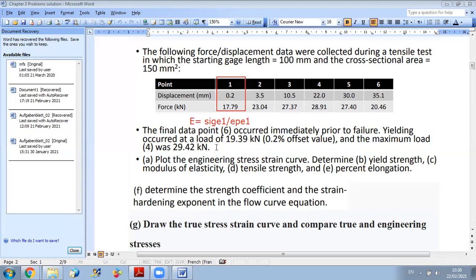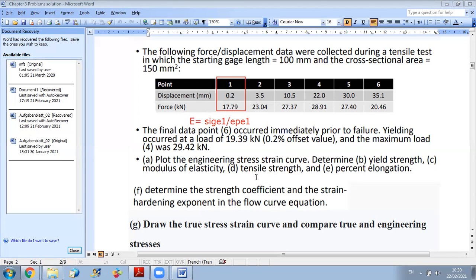You can try to verify also by using the offset method. You will find a very close value. So we have two methods here to calculate the elasticity modulus. And the unit of E will be like sigma. So if sigma is in gigapascal, E will be in gigapascal. If sigma is in megapascal, the elasticity modulus will be in megapascal.